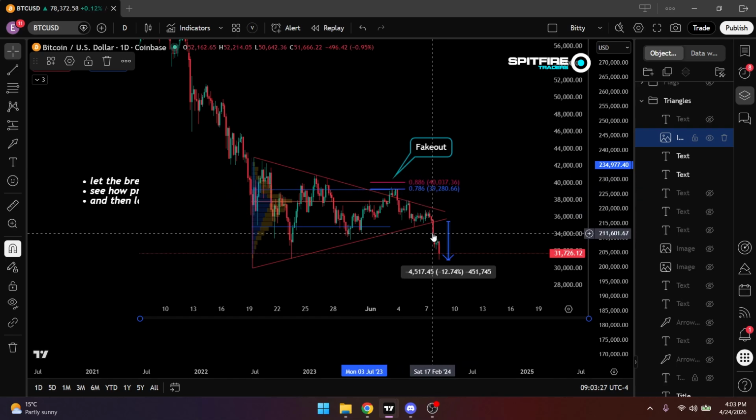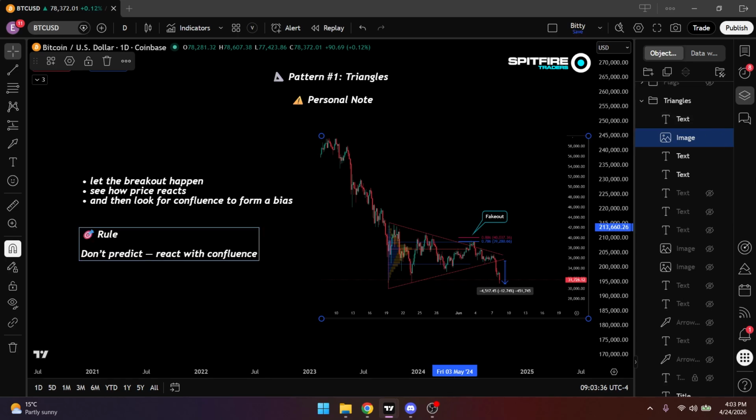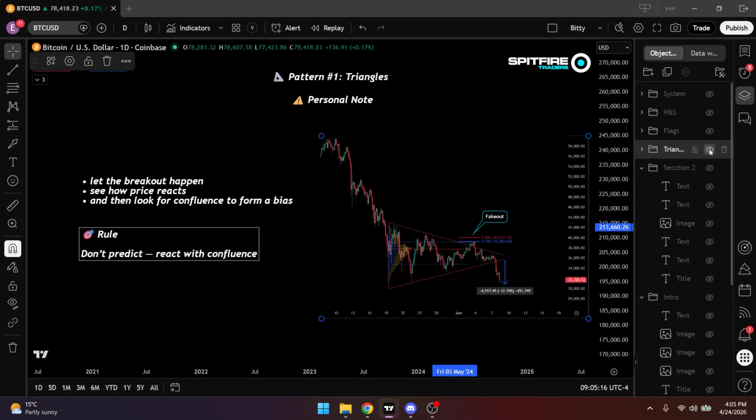I wait for price to show me intention. So my rule when it comes to triangles is don't predict, react with confluence. Second pattern, flags.